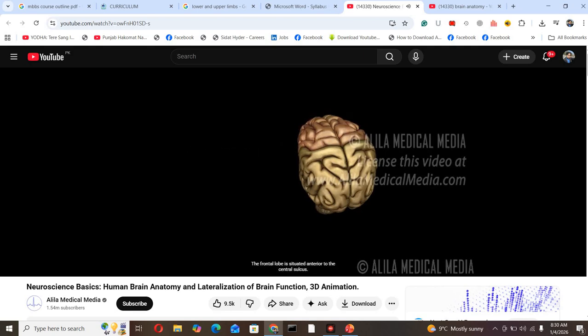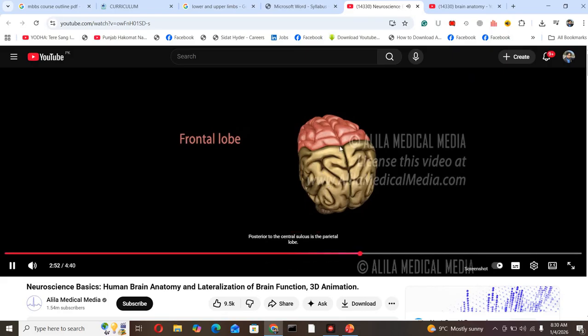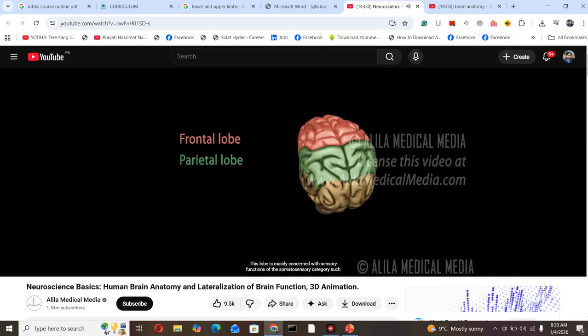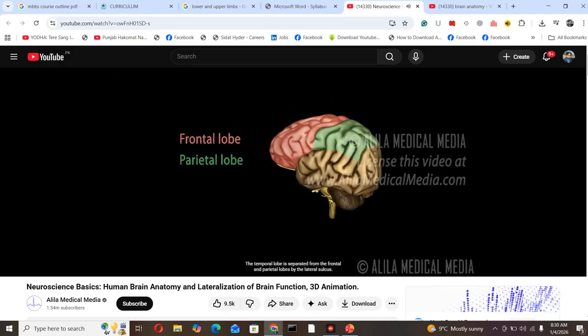The frontal lobe is situated anterior to the central sulcus. It is associated mainly with voluntary motor functions, planning, motivation, emotion, and social judgment. Posterior to the central sulcus is the parietal lobe. This lobe is mainly concerned with sensory functions of the somatosensory category, such as touch, stretch, movement, temperature, and pain. The temporal lobe is separated from the frontal and parietal lobes by the lateral sulcus. The temporal lobe is associated with hearing, learning, visual memory, and language.